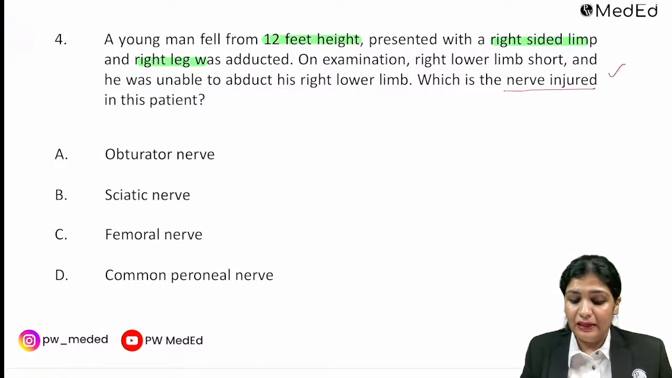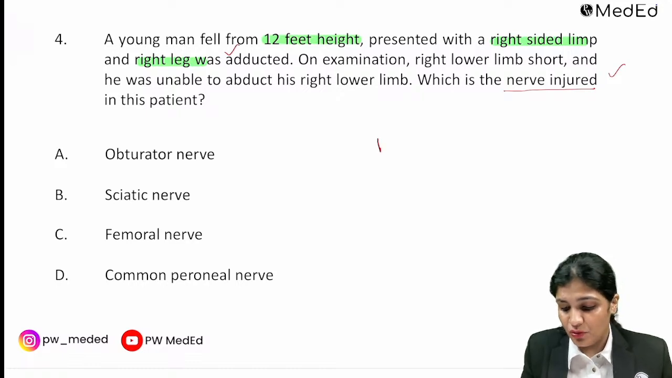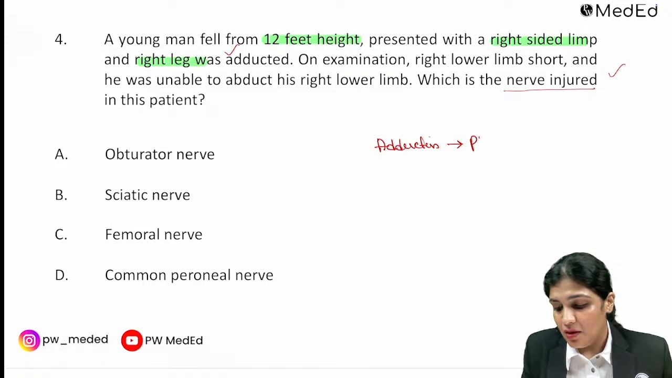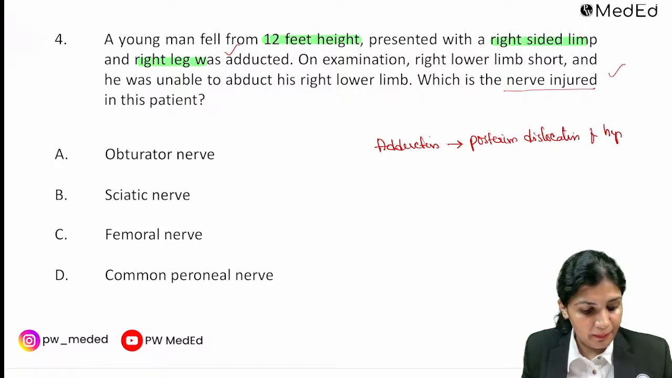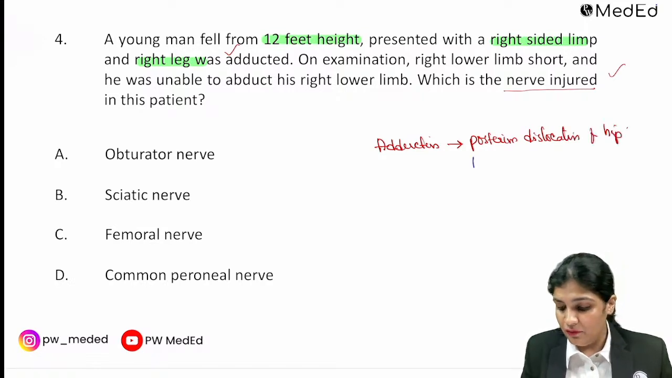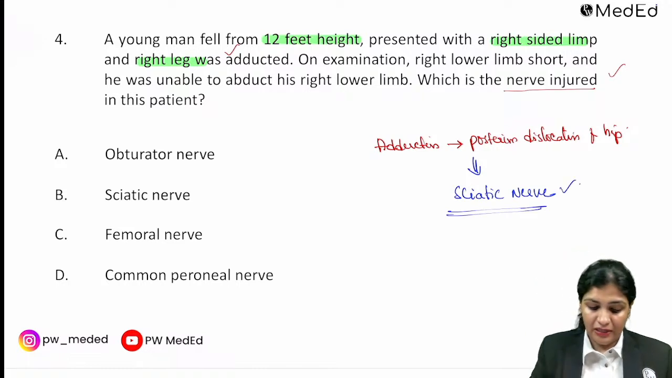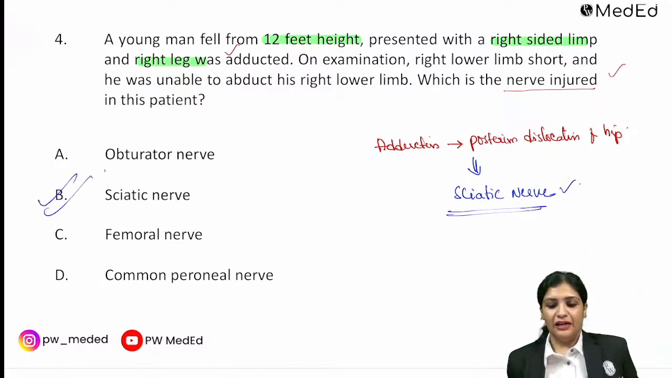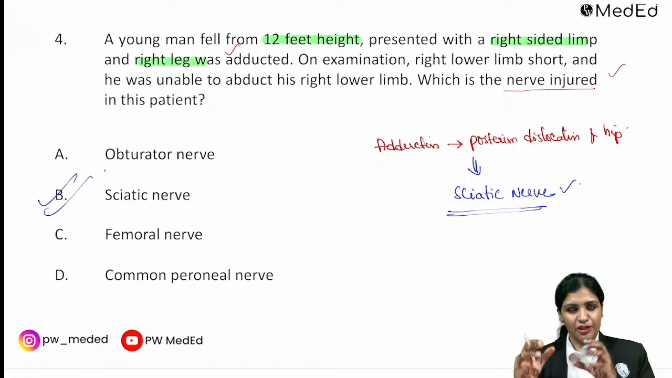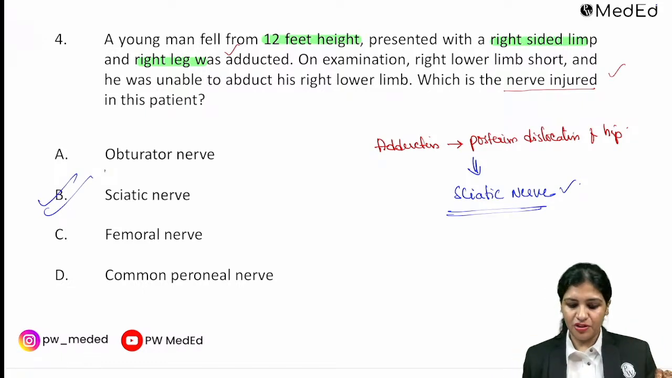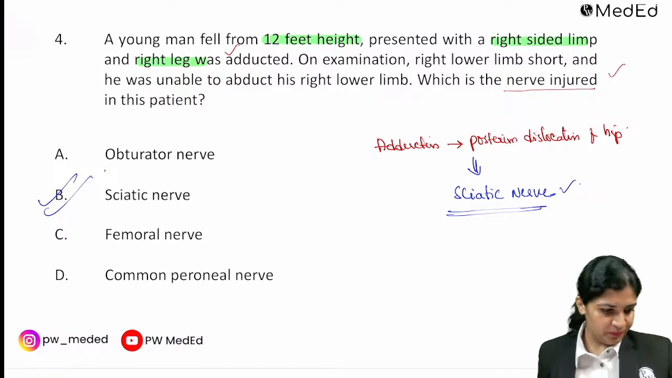So here the leg is adducted, right? So it is in adduction, and adduction is in favor of the posterior dislocation. And whenever there is a posterior dislocation of hip, the most common nerve which is injured is your sciatic nerve, right? The answer is the sciatic nerve. In case of posterior dislocation of the hip, what is the most common nerve which is injured? It is the sciatic nerve.